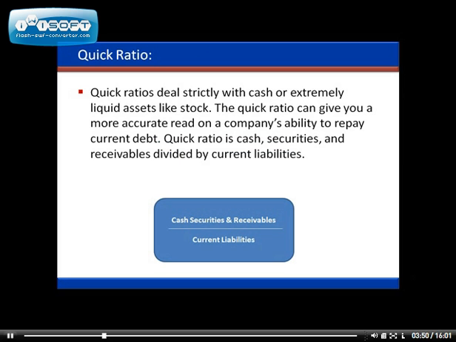The quick ratio deals strictly with cash or extremely liquid assets like stock. And the quick ratio can give you a more accurate read on a company's ability to repay current debt. Quick ratio is cash, securities, and receivables divided by current liabilities.